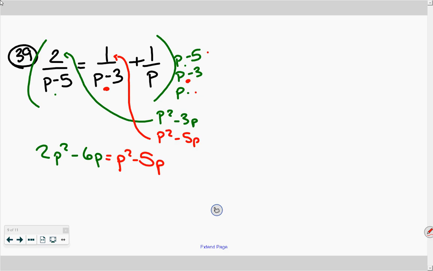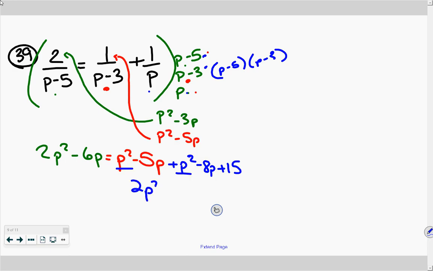Okay, last one. P would cross cancel with P, so that means that these two guys are still there. And I need to put them together. Okay, so P minus 5 and a P minus 3. So if I distribute it and put those together, that's going to be P squared. Negative 5p and a negative 3p is going to be a negative 8p, and then a negative 5, negative 3 gives you a positive 15. Okay, those two combine, and then these two, 8, 9, 10, 11, 12, 13.